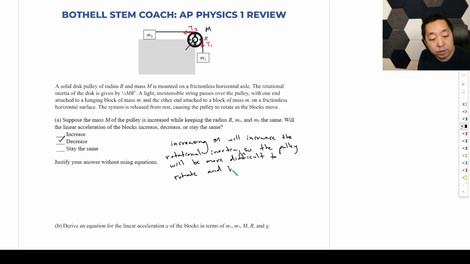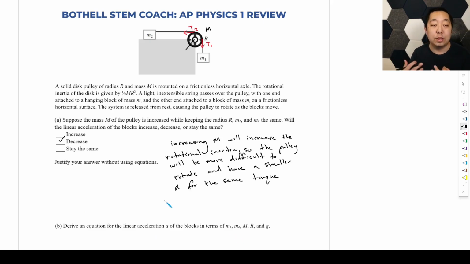And have a smaller angular acceleration for the same torque. Okay, cool. Now we want to derive a linear acceleration of the blocks. Now, pulley systems, we're going to start with the free body diagram, right? So M1 has M1G going down, and it's being pulled up by the rope T1. Nothing else is touching it, so we're done.